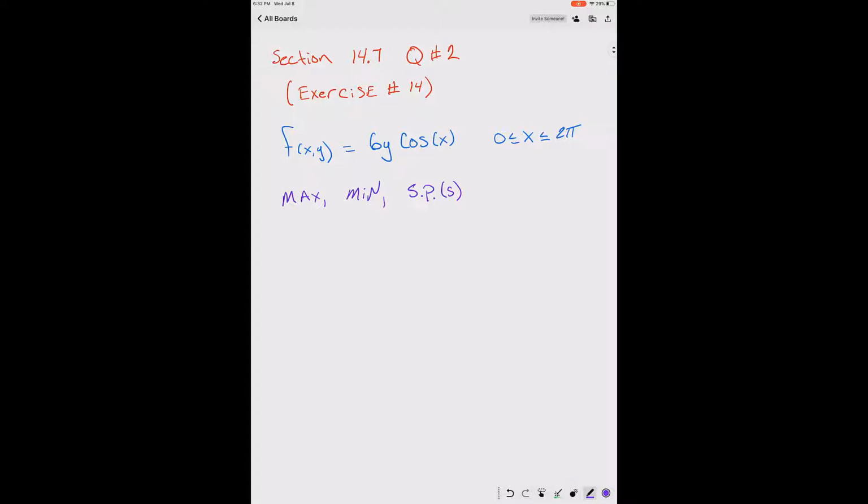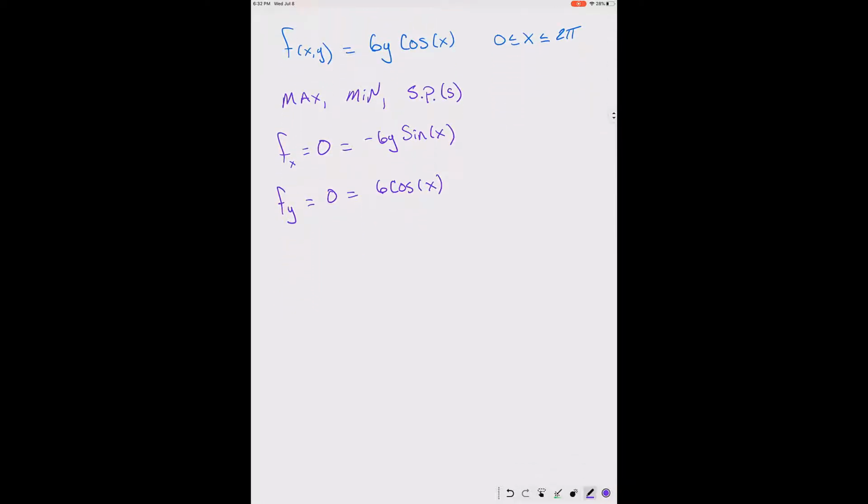Our strategy is to first take the partial derivative with respect to x and set that equal to 0. When I do that, I get negative 6y times the sine of x, since the derivative of cosine is negative sine. Then I take the partial derivative with respect to y and set that equal to 0, and I get 6 times the cosine of x. Now I need to solve each of those for 0.